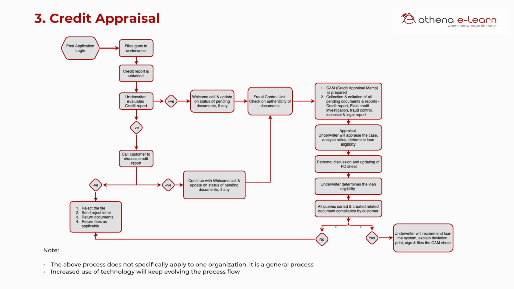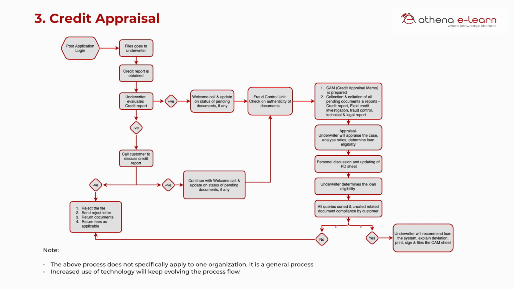Now the first thing that happens here is that a credit report gets pulled from one of the four bureaus. Remember, if there are more than one applicant, like there are two co-applicants, then a credit report will be generated on each of the co-applicants. Once that is received, the underwriter, the credit appraiser, by whatever name called, will review and study the credit report and see whether it's positive or it's negative.